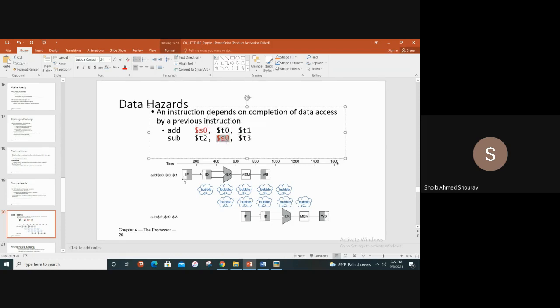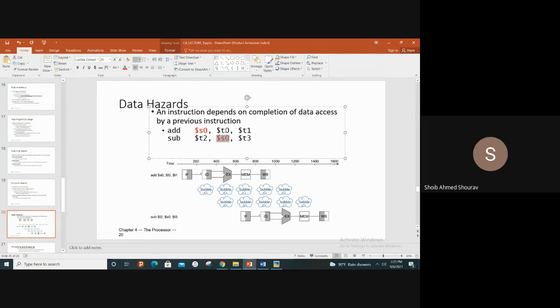Now, in our five phases, IF, ID, execution, memory, write back, we fetch the instruction from memory, here we read the source register, we execute the calculations. If any memory related work is there, we do it, and then we write back the result to the destination register. Now, for the add instruction, whatever is in $s0 after the execution of the instruction, we want to read in this $s0, as this is the source in the sub instruction. We want to read $s0 after the execution of add.